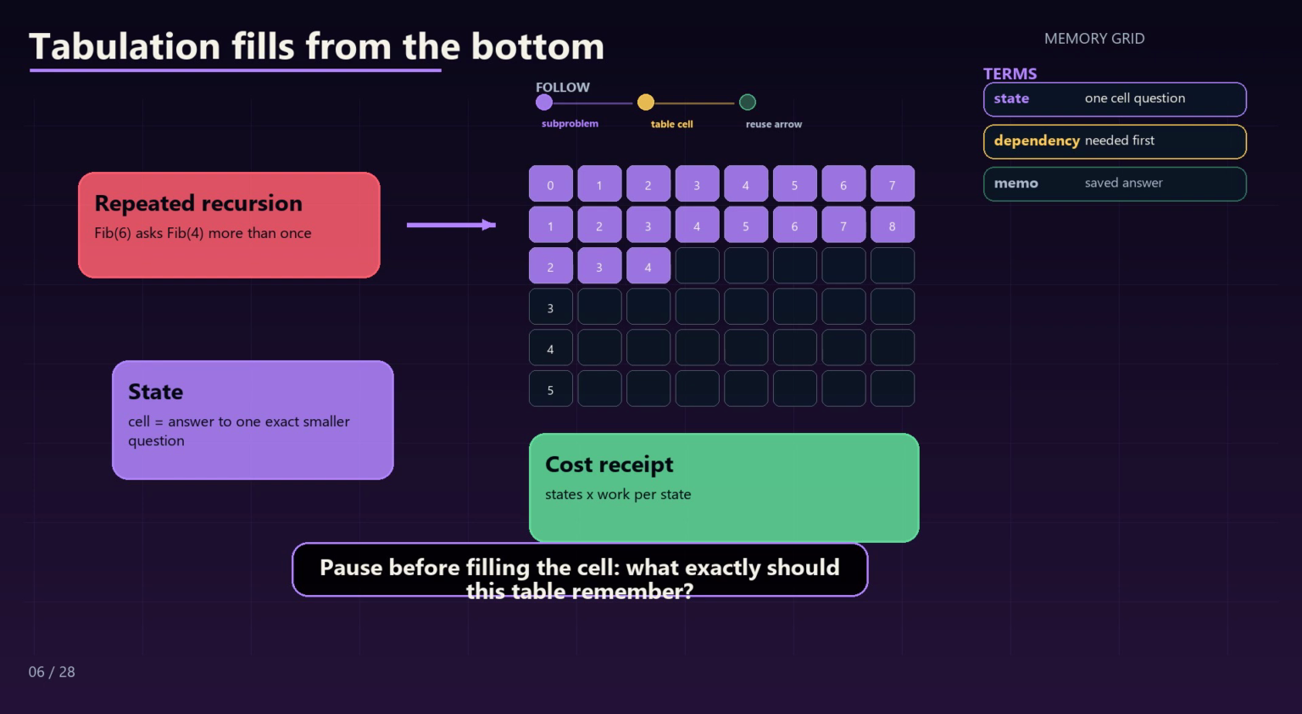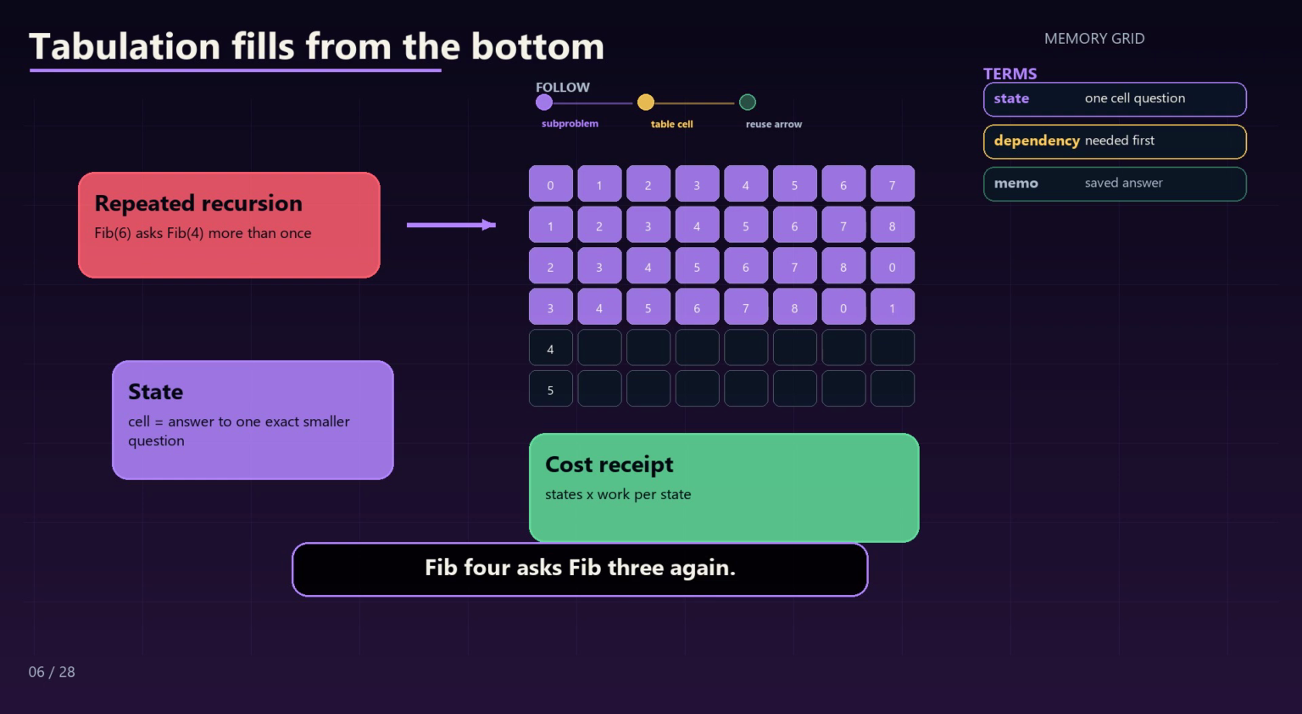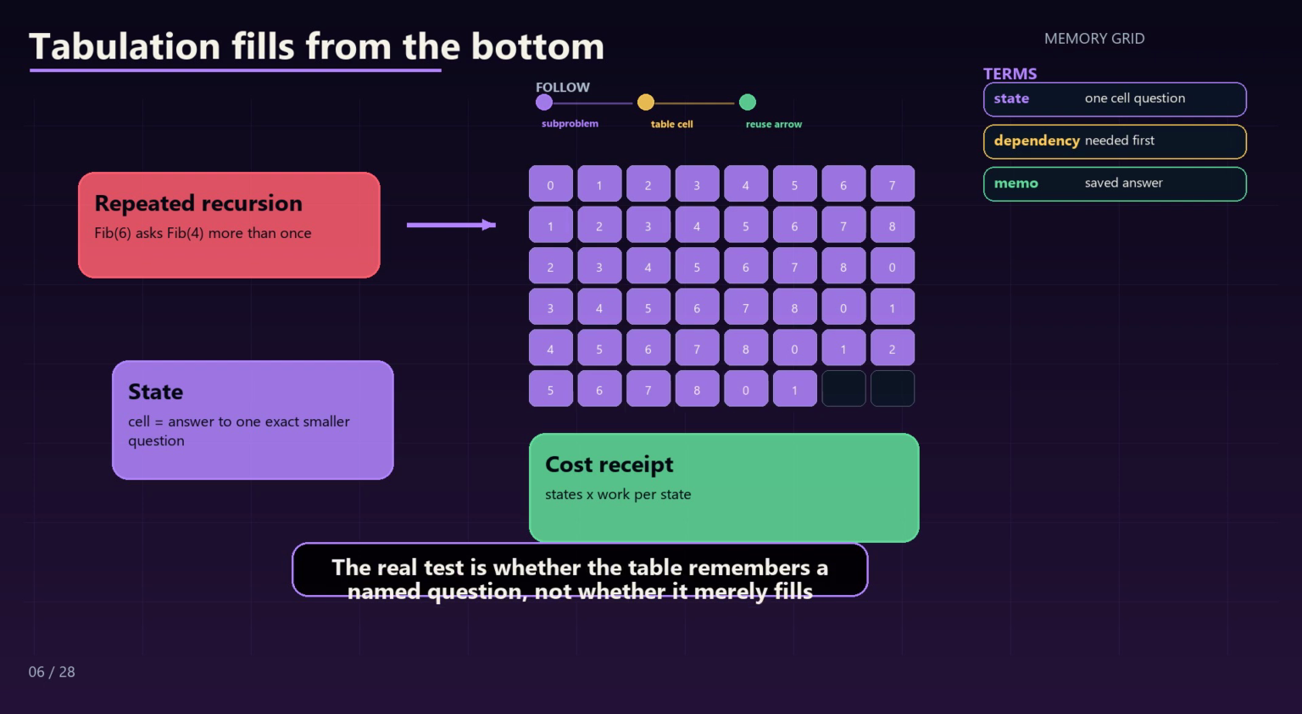Pause before filling the cell. What exactly should this table remember? Watch a tiny trace. Fib 5 asks Fib 4 and Fib 3. Fib 4 asks Fib 3 again. The repeated Fib 3 is the waste. Once that answer is saved, both branches point to the same cell instead of rebuilding the same subtree. The real test is whether the table remembers a named question, not whether it merely fills space.